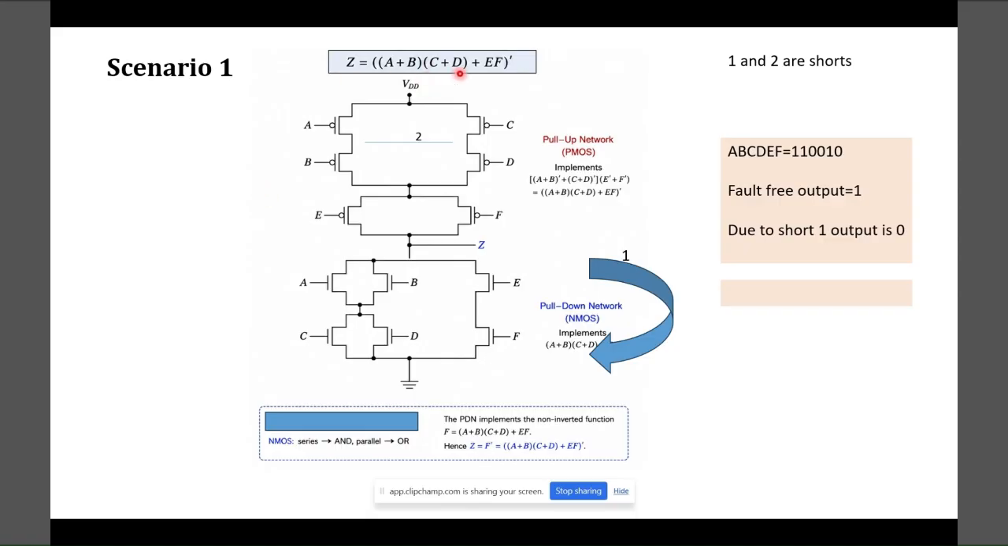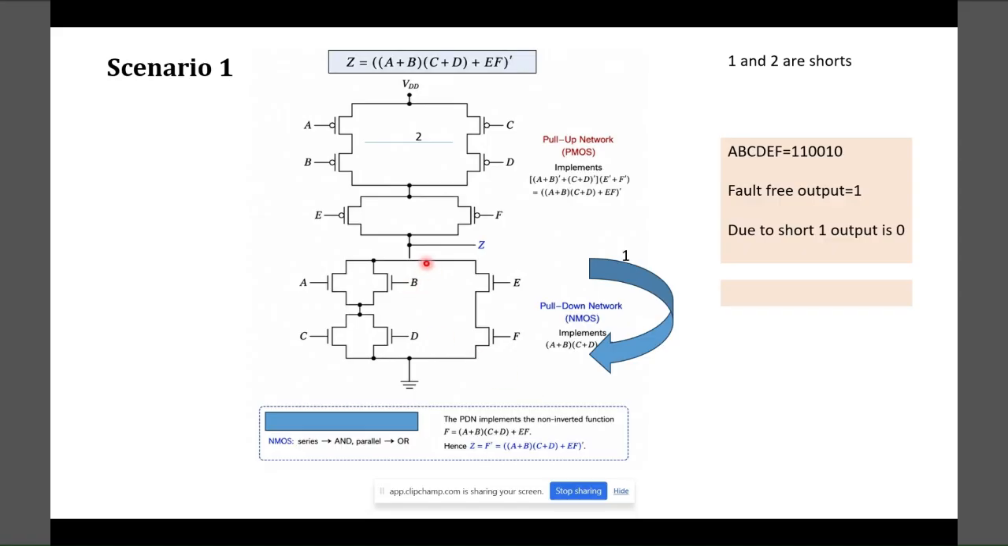The function (a + b)(c + d) + EF, the whole complement, is realized using the CMOS realization concept in this image. Before going on to stuck-at faults and their understanding, let us first understand the CMOS realization of a function, because it forms the basis for understanding the fault occurrence. A given function can be realized using CMOS logic by using PMOS transistors and NMOS transistors. When they are used in combination, we call it a CMOS circuit.